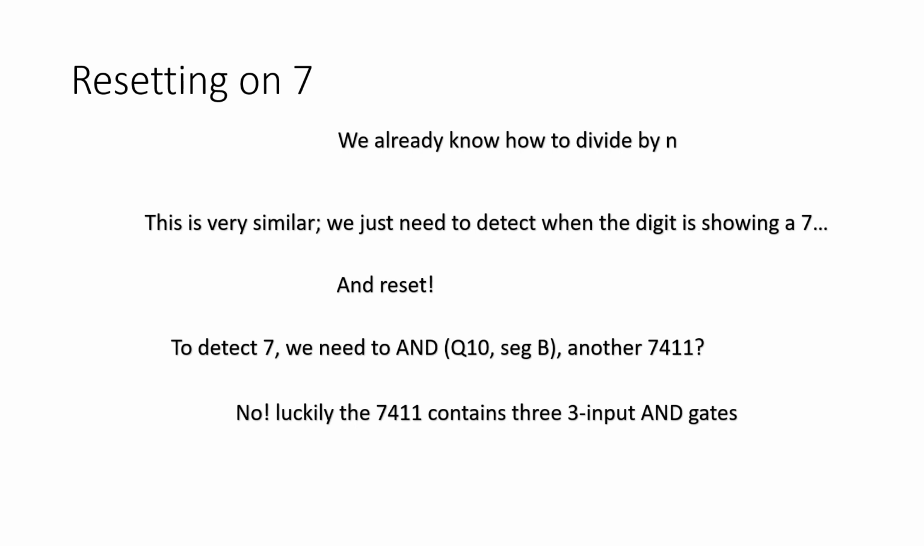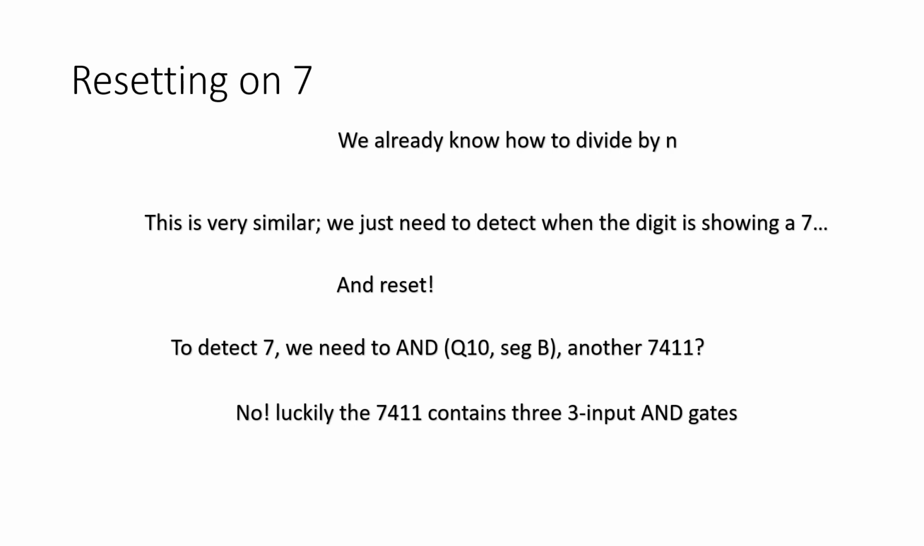We can also cheat by using the output Q10, which is high for the first 5 digits and low for the second 5 digits, which means it becomes low for the digit of 6 and then 7, which is the one we're interested in. So we're going to AND it with the segment B, which is the only segment that is on for 7 and not on for 6.